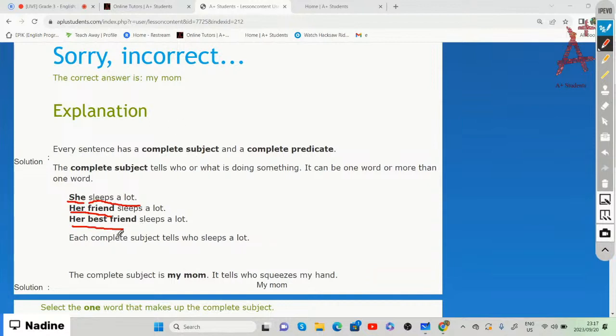Each one of these sentences completes the subject. Or each complete subject tells us who sleeps a lot. So it tells us who sleeps a lot, which means that it's either she or her friend or her best friend that sleeps a lot.